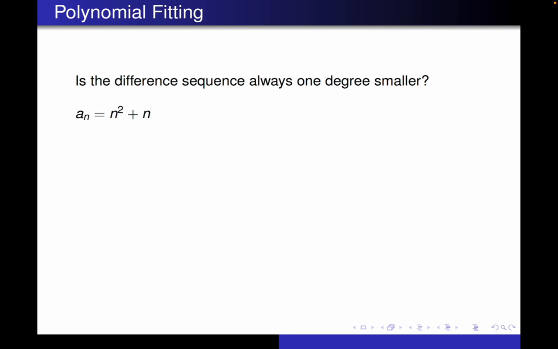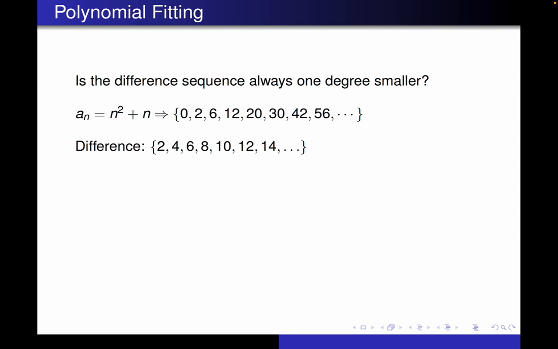Well, let's look at one. n squared plus n, that's a nice quadratic polynomial. So we get 0, 2, 6, 12, 20, 30, 42, 56, etc. And if we look at that difference sequence, 2 minus 0 is 2, 6 minus 2 is 4, 12 minus 6 is 6, 20 minus 12 is 8, 30 minus 20 is 10, then 12, then 14. What we end up with is the sequence for a degree 1 polynomial. So the answer is yes.